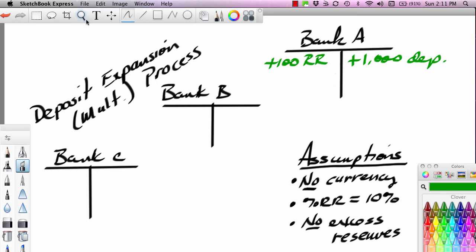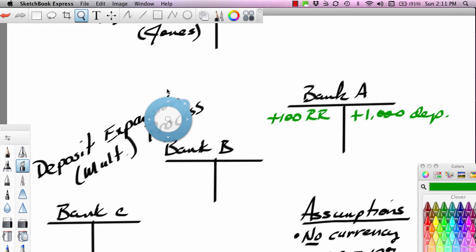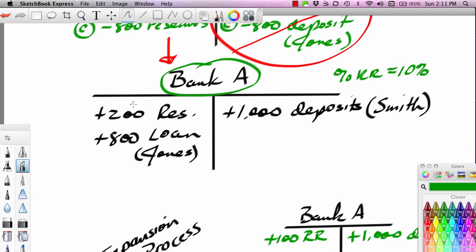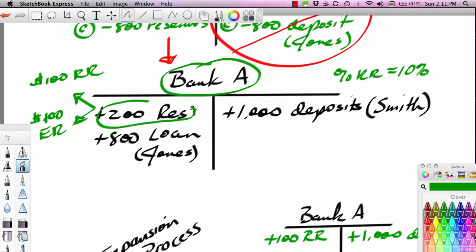So up here, let me just go back up. Say that the percentage reserve requirement is 10%. Well, in this case, Bank A has not fully loaned up because Bank A is only required to hold $100 against that $1,000, and yet it's holding $200. So actually, $100 of that is required reserves, and $100 of that is excess reserves.